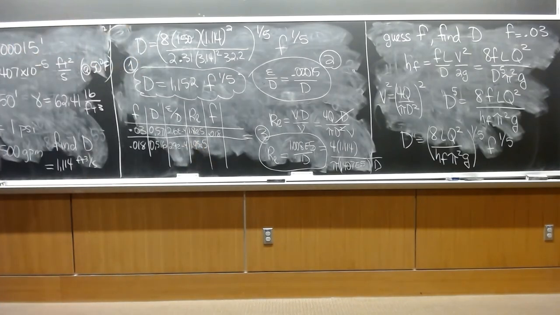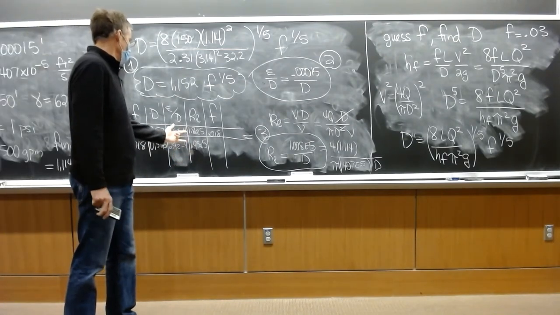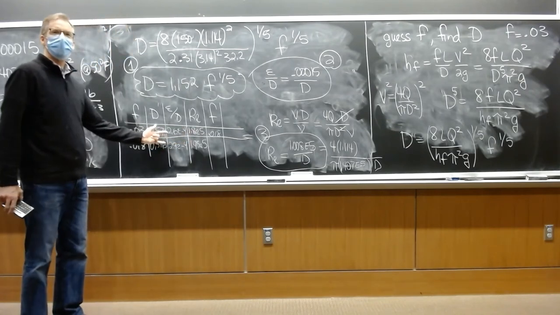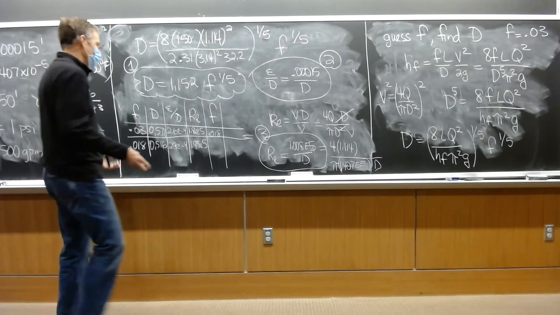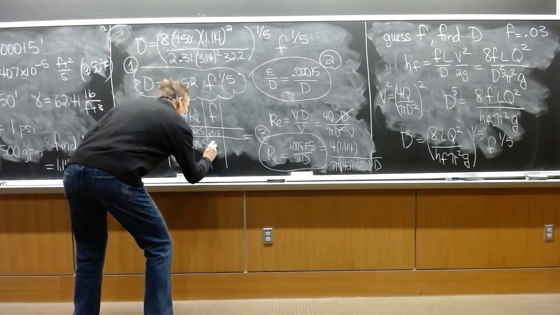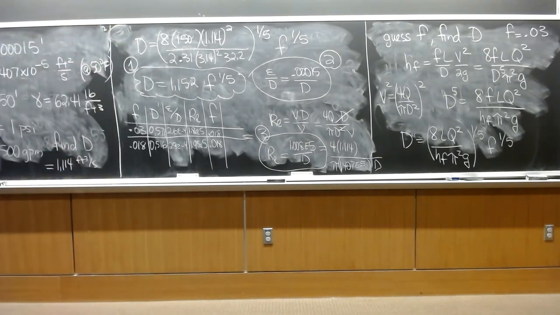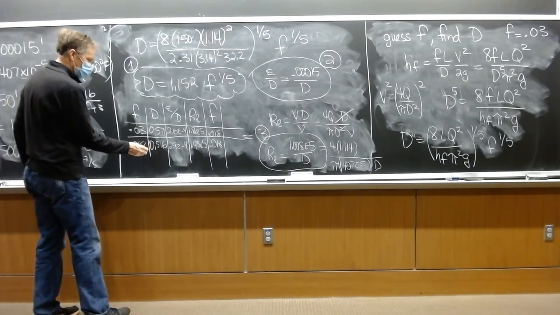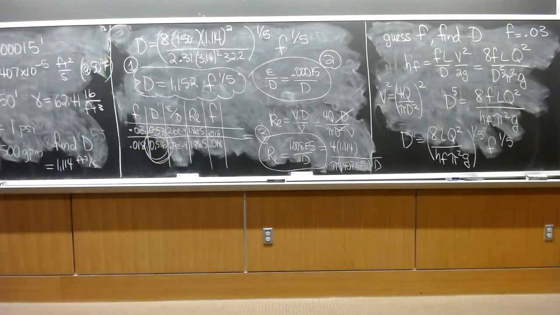I can tell you that we haven't changed the Reynolds number but just a little bit, and we haven't changed the relative roughness but just a little bit. So unless we did it wrong, we're going to come up with the same friction factor. That tells us that we've achieved convergence with our iteration. And that's a little bit more than a 6-inch pipe.